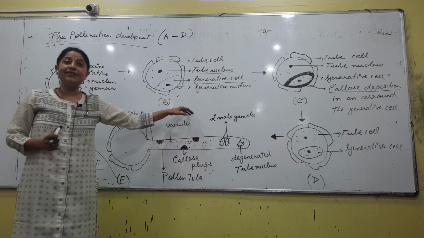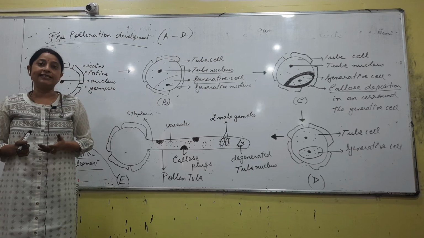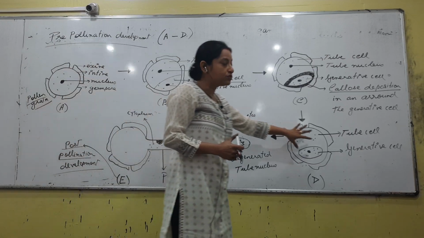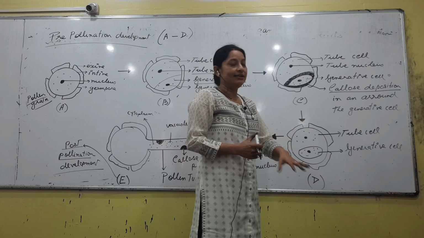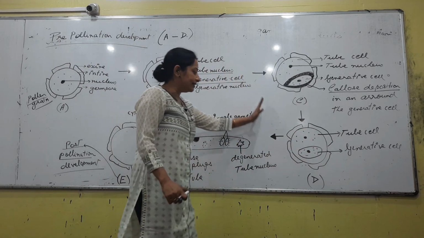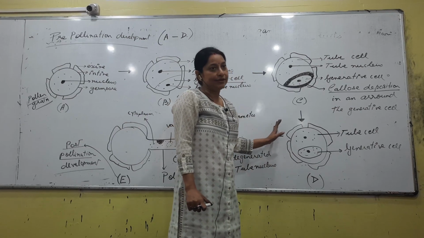It looks as if the generative cell is submerged, or floating inside the tube cell. It looks like one cell, and within that one cell there is another cell, right? The generative cell is within the tube cell, right? So up till here, these are the events that occur during pre-pollination development.